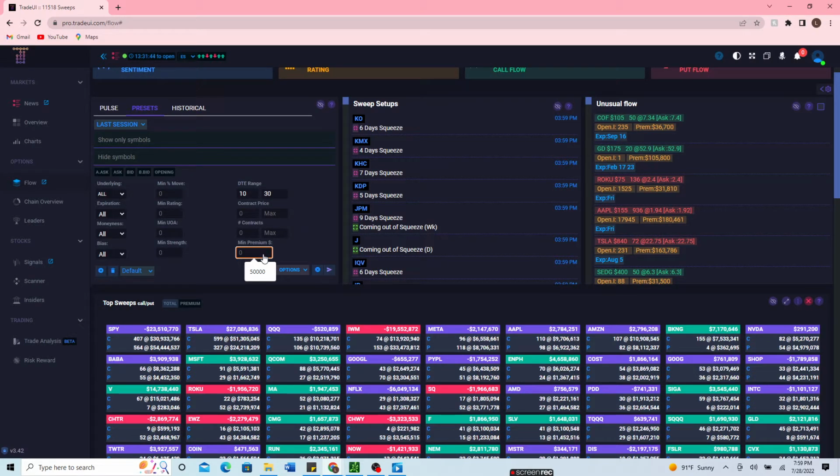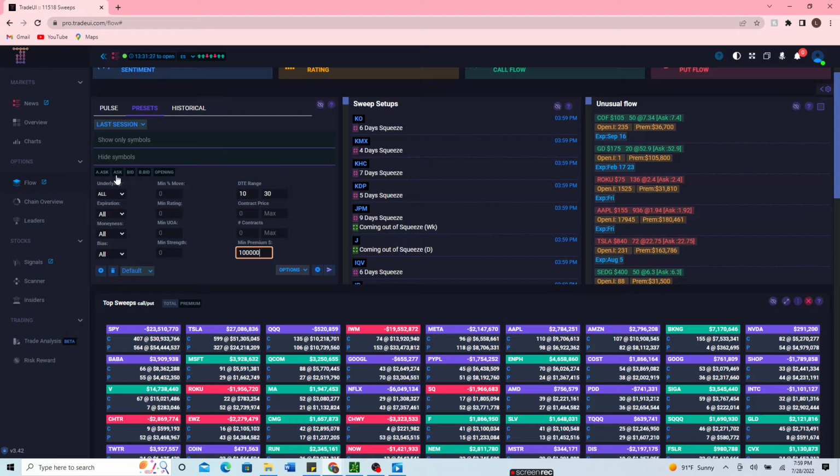Something else I want to see, I like a minimum premium of around 100,000. That lets me know that the option sweeps coming in potentially have bigger orders, and with those bigger orders, a lot of smaller orders tend to fall behind. So we could see a lot of option sweep activity filter through.